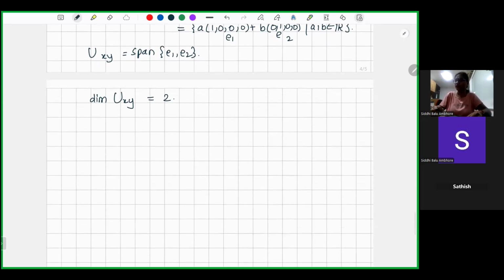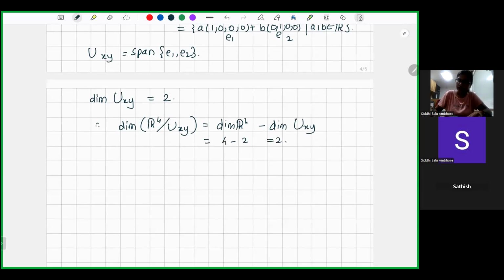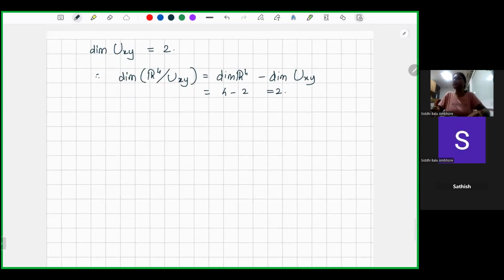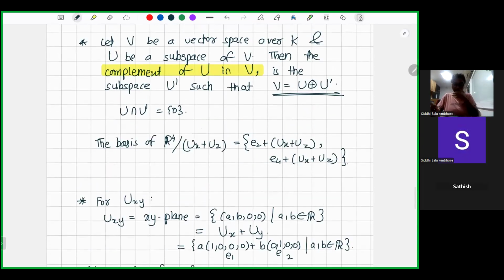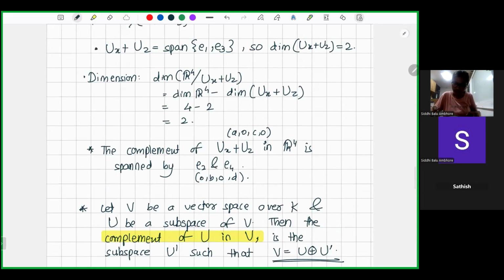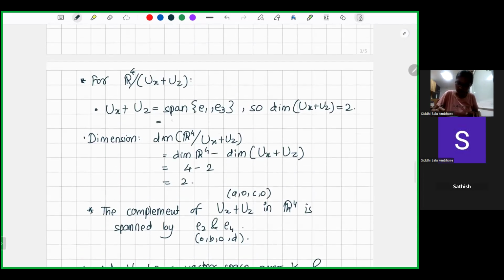Then, therefore, the dimension of R4 quotiented by Uxy will be again the dimension of R4 minus the dimension of Uxy, that is 4 minus 2, and that gives me 2. Okay, and that's it. And again, like we did for this Ux Uz, so this was basically the Uxz plane. Just this one, not this one, this one. So this is the Uxz plane, the xz plane.